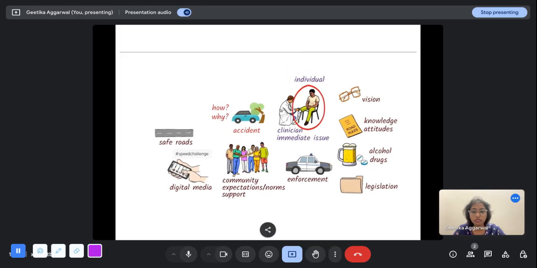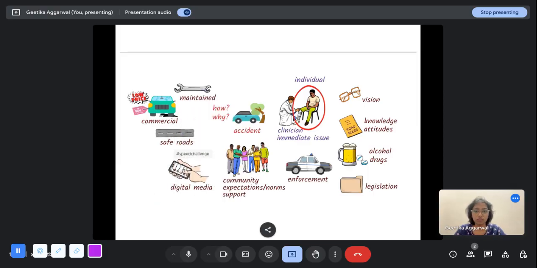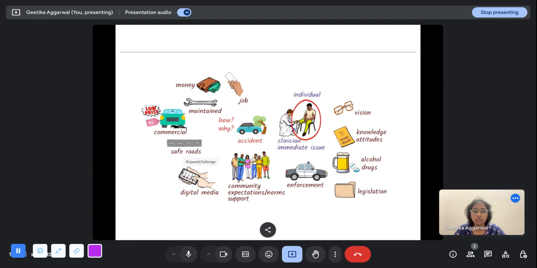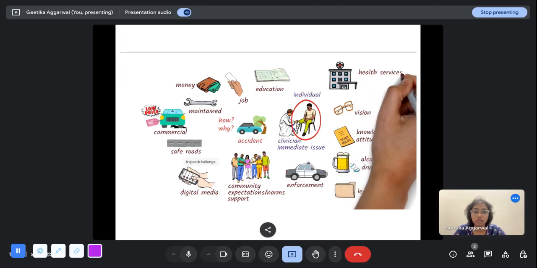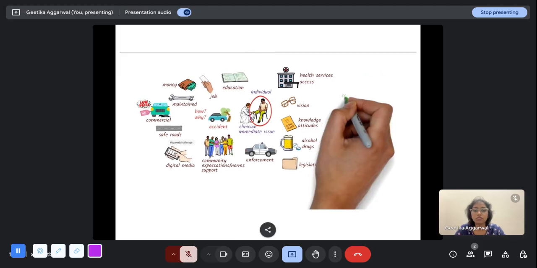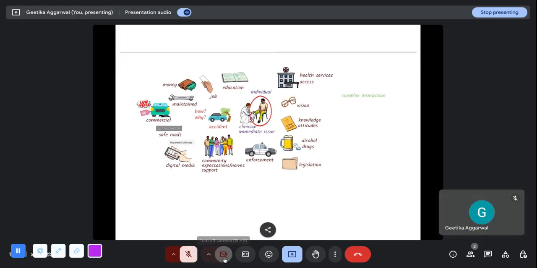Were there any commercial factors, such as vehicles in the market with inadequate safety features? Was he driving a car that was well maintained? If not, why not? Could he not afford it? If so, why not? Did he have a job that didn't pay well? Why is that? Was it because he didn't have access to a good education? Were there good health services to support his treatment and recovery? Were they accessible?